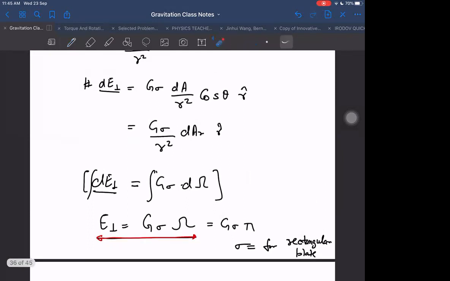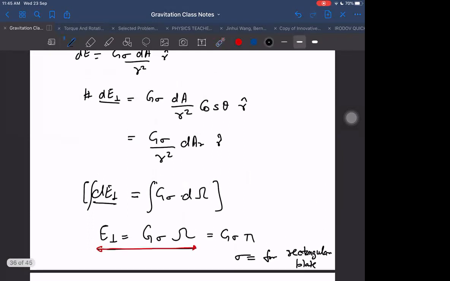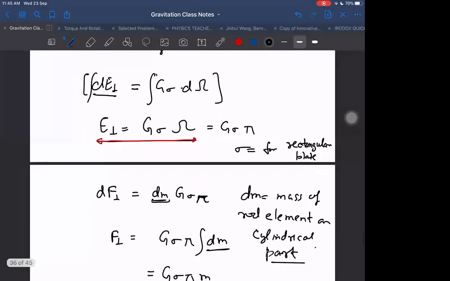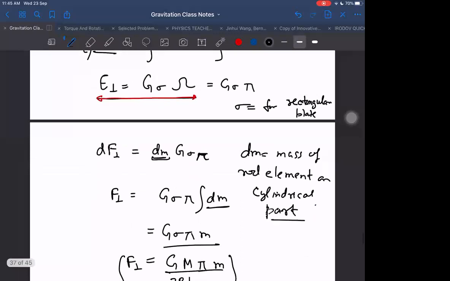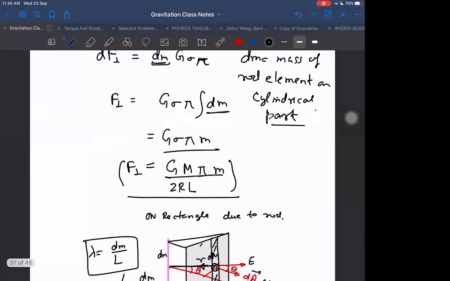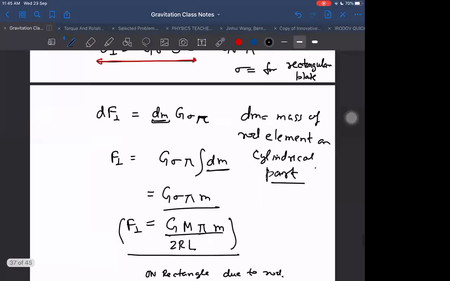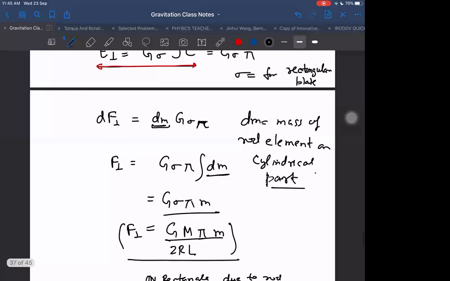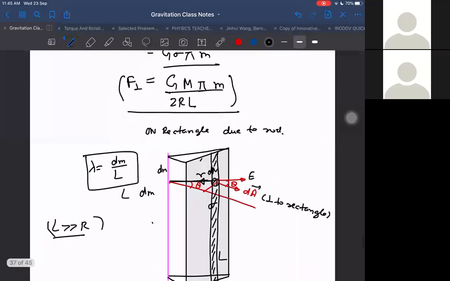What do we get here? G sigma into dr by R square. Okay, G into sigma into d omega. Integration G sigma omega. That is G sigma into pi. Next, sigma we are writing as, then multiplied by mass m, dm. Dm integral G sigma pi m we got. Then we are getting this thing.